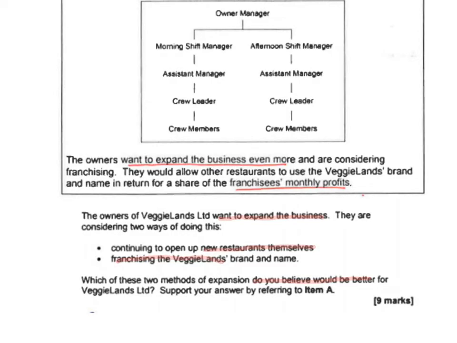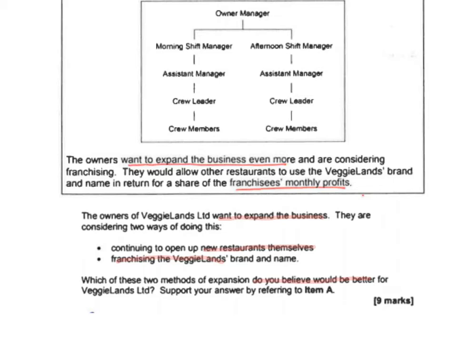So I've highlighted some key parts of this question. First of all, it's all to do with business expansion. And the ways they're doing it is opening up their own restaurants themselves or franchising the Veggielands brand. So you need to consider the advantages and disadvantages of opening up a restaurant themselves, and the advantages and disadvantages of franchising the Veggielands brand and name.